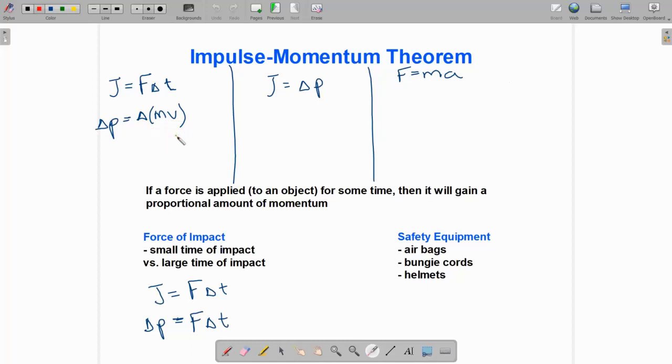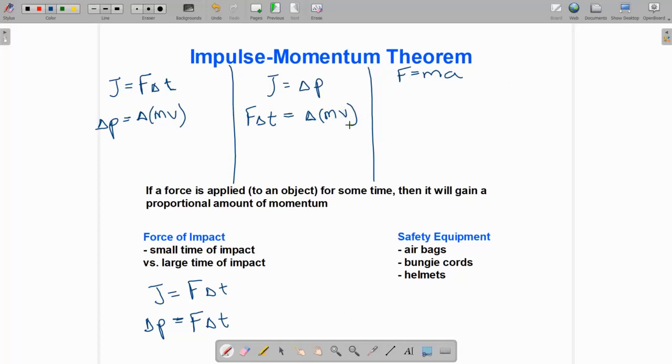Now, let's set them equal to each other. Impulse is equal to change in momentum, so we could actually go even further with that, and we could say that F delta t is equal to the change in the object's mass times velocity.